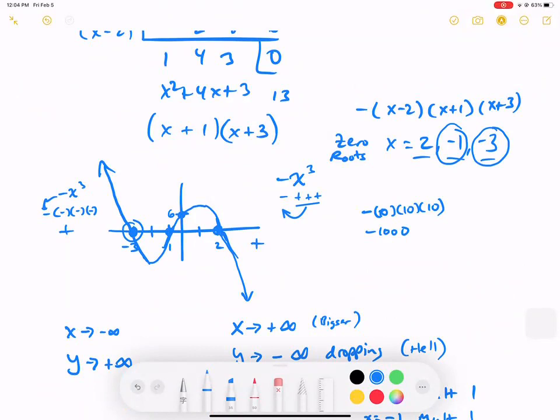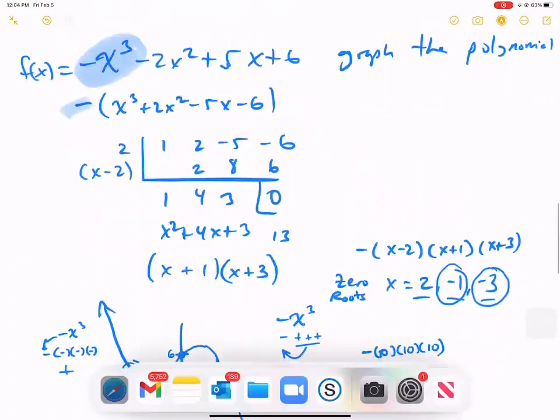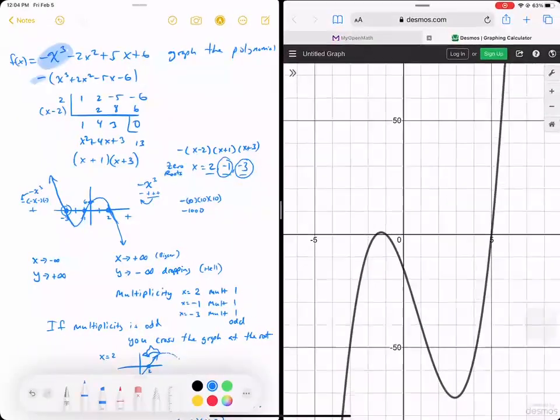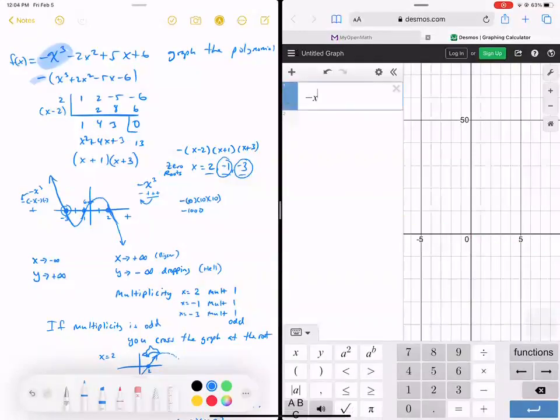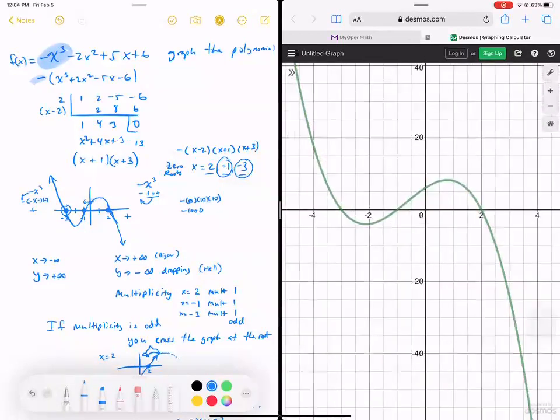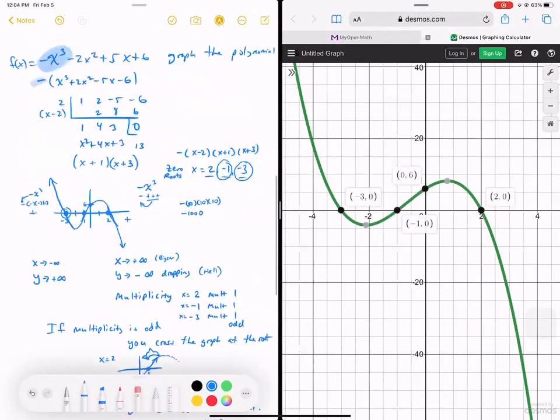That's amazing, Mr. Ko. Now, just to prove this to you again, let's go ahead and graph this out quickly. We have negative x cubed minus 2x squared plus 5x plus 6. And take a look at their graph and my graph. Oh my goodness, the roots are at negative 3. Our y-intercept is at 6. Oh my goodness. Look at these graphs.